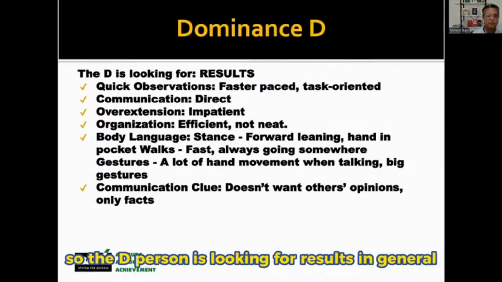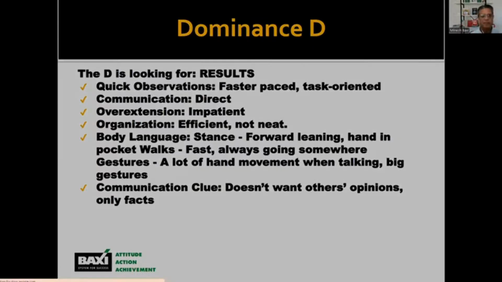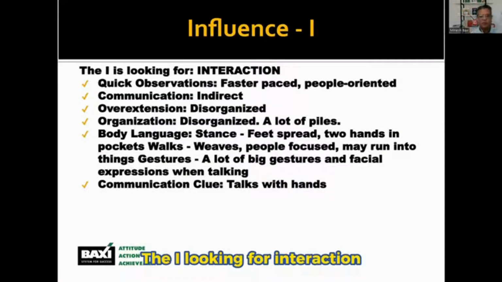So the D person is looking for results. In general, they love challenges, very direct. Let's get things done. The I is looking for interaction, fun, friendly, talking to everybody around, could be very easily distracted, disorganized. Just remember that about this person.